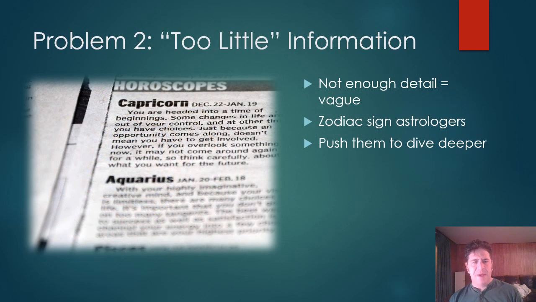The second problem is there are those that give too little information. They're afraid to dive into any sort of technical detail. I call these the zodiac sign astrologers. They just stick with sun signs. And sun signs are great. They tell you a lot about people, but 1 out of 12 people have the same sun sign. And so that's the problem you have with horoscopes, is that it's trying to predict stuff for 1 out of 12 people, which is very hard to do without being vague.